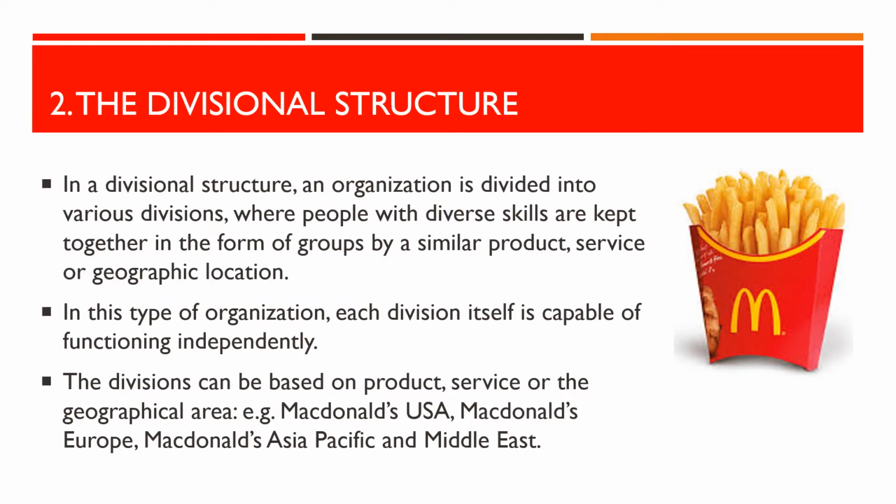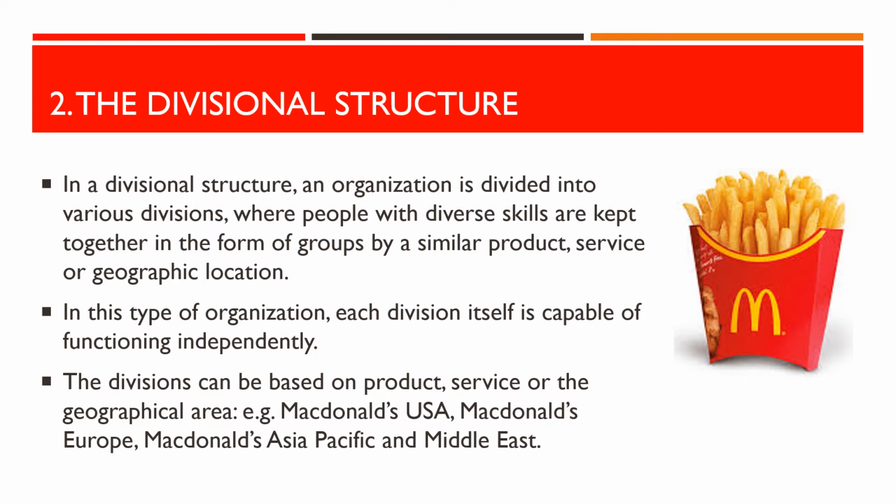The second common type of structure is the divisional structure. In a divisional structure, an organization is divided into various divisions, where people with diverse skills are kept together in the form of groups by a similar product, service or geographic location. In this type of organization, each division itself is capable of functioning independently.